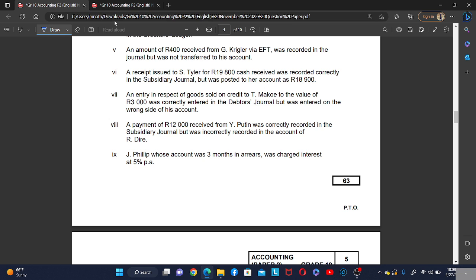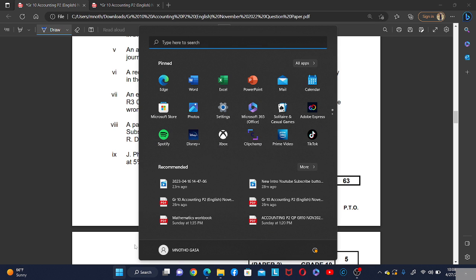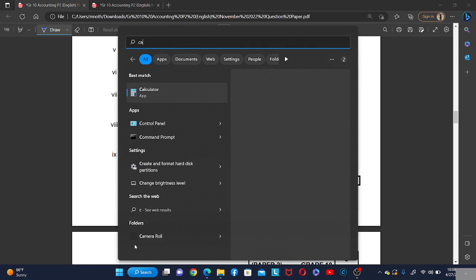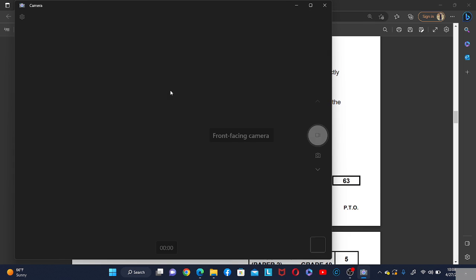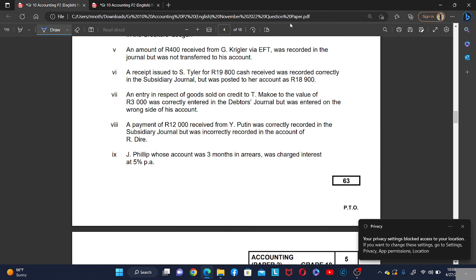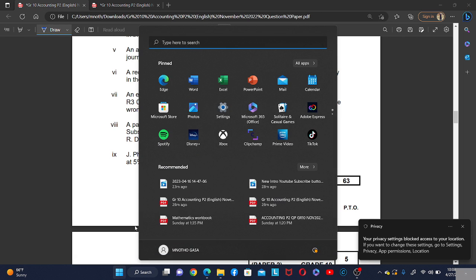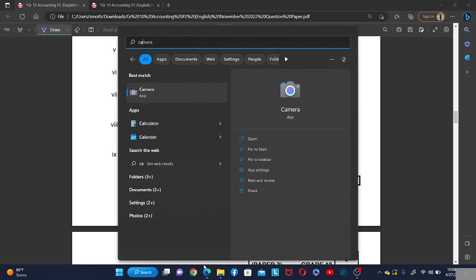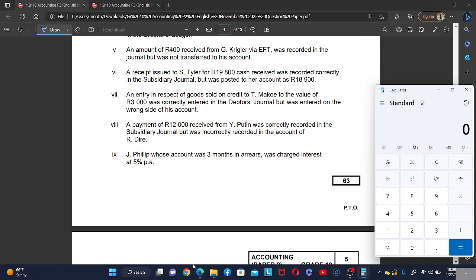So let me just bring out the calculator. Okay, so it's 19,800 minus 18,900. So the difference is 900.